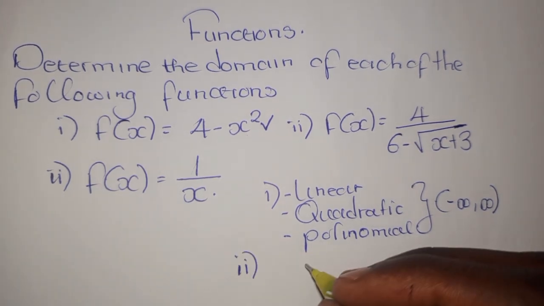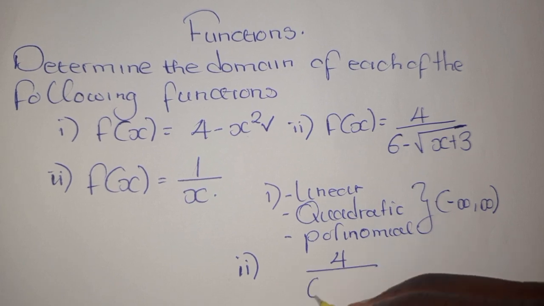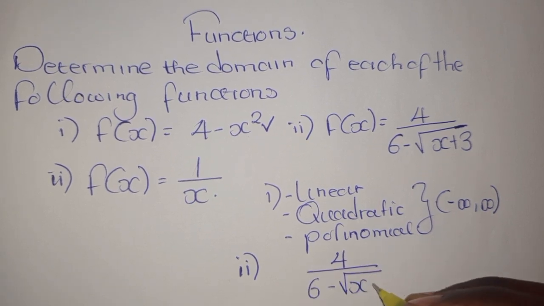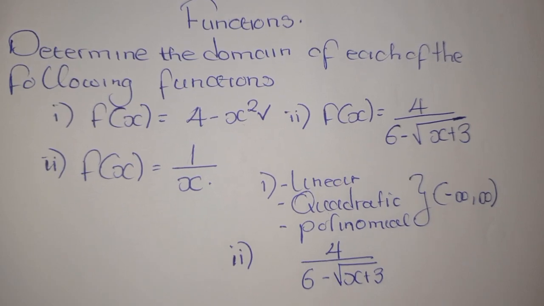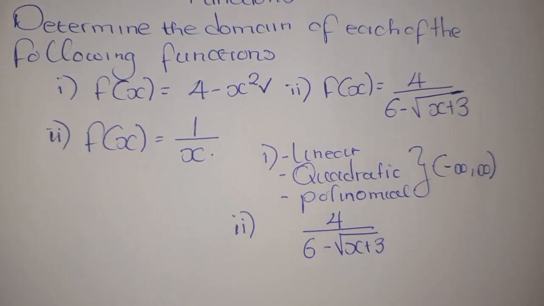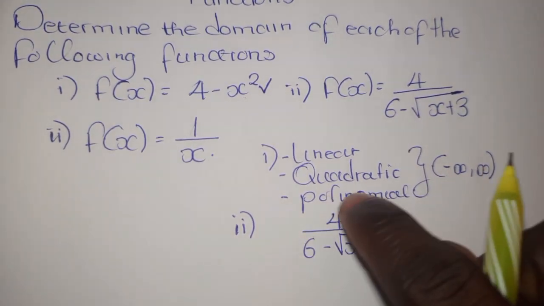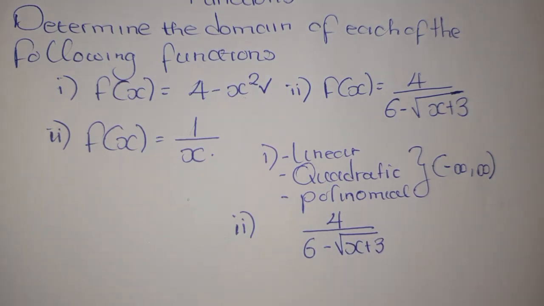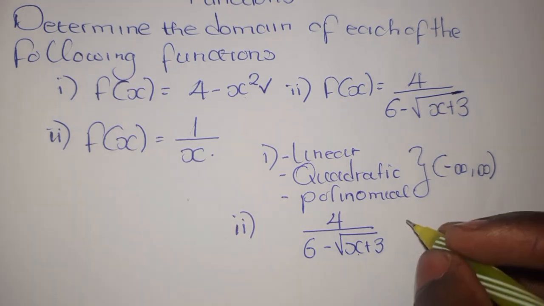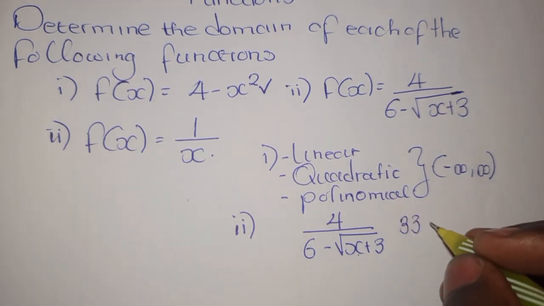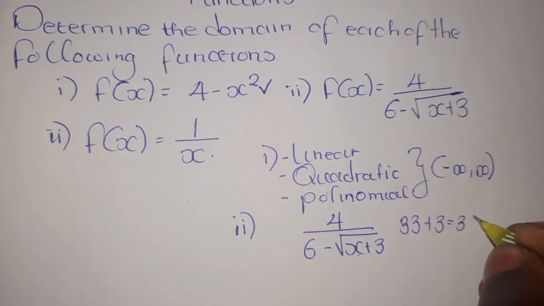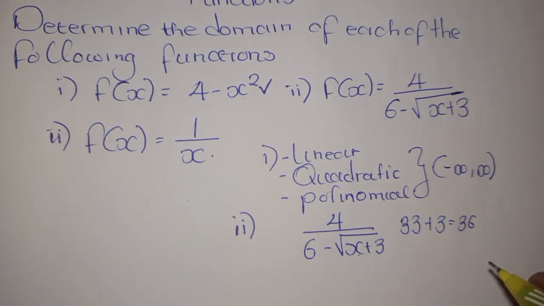So the second one we have is 4 over 6 minus the square root of x plus 3. So the other question is, which numbers should not make this expression undefined? What numbers are those? So let's think of those numbers. Let us assume one number. Let's get 33 and we put it here. So if you were to get 33 plus 3, the value that you get is what? 36. Let's follow each other nicely here. So the value that we get is 36.